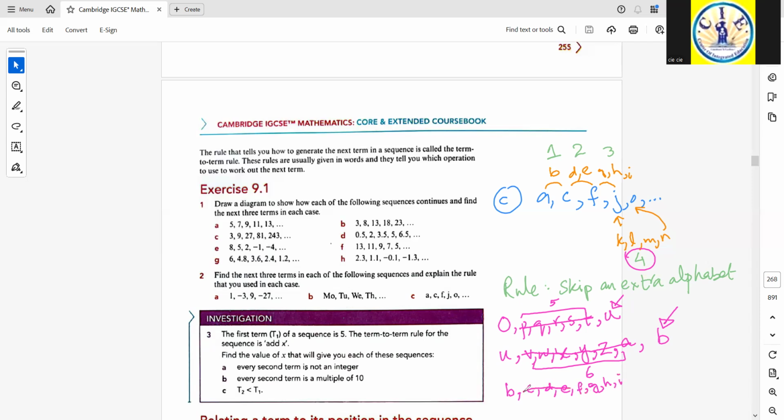1, 2, 3, 4, 5, 6, and then 7. These are the 7 letters that I need to skip. And the next term is J. So the next three terms of the given sequence are U, B, and J. So that completes this question.